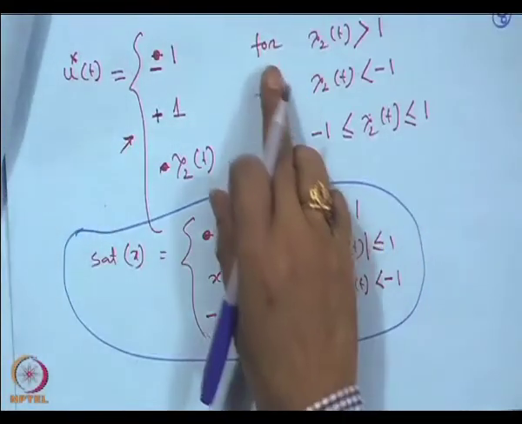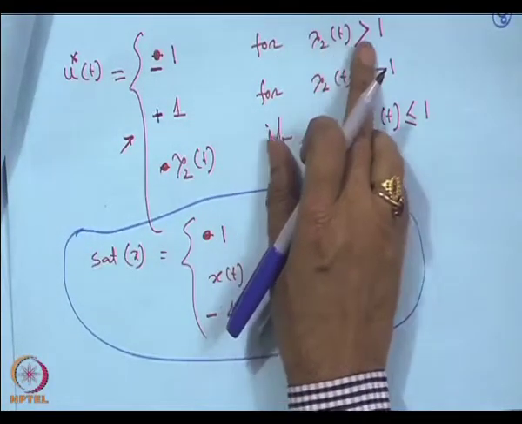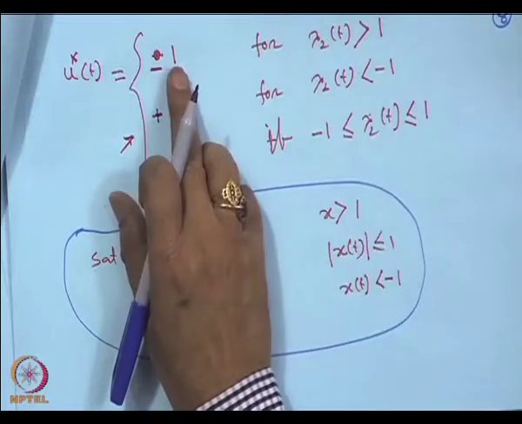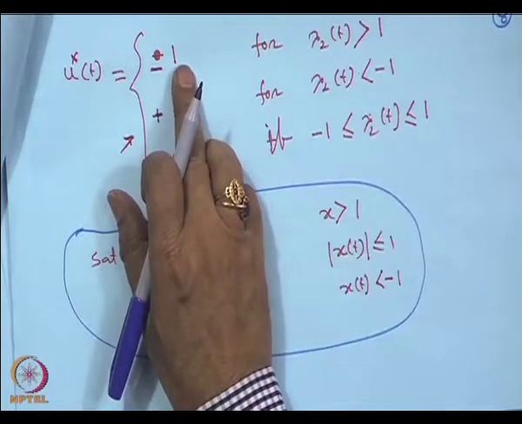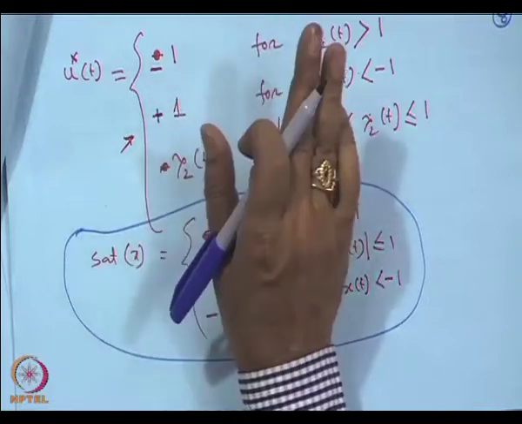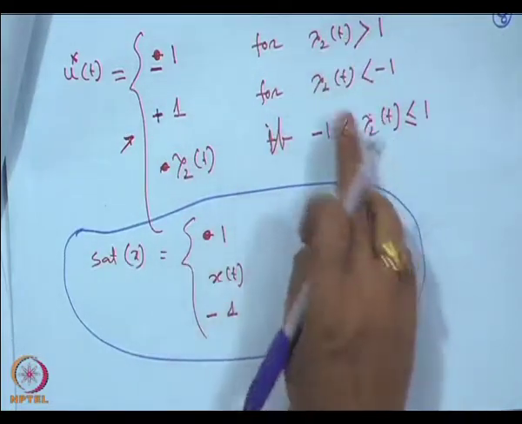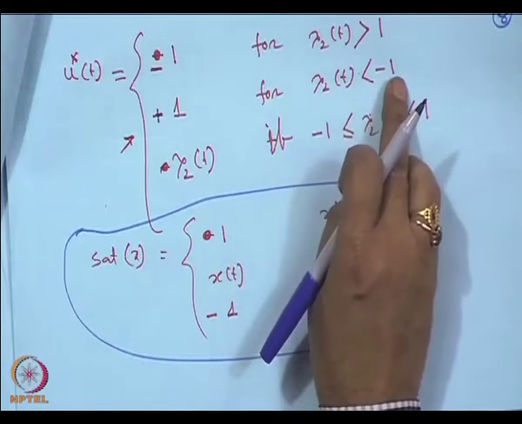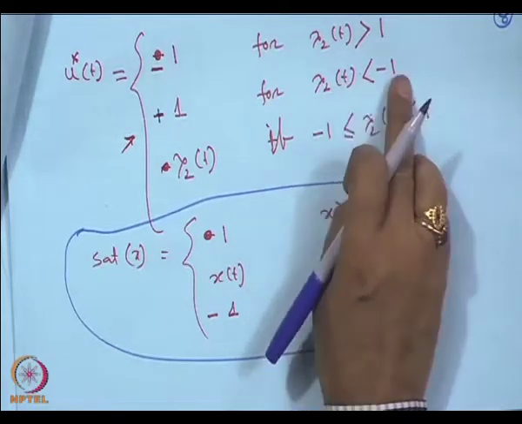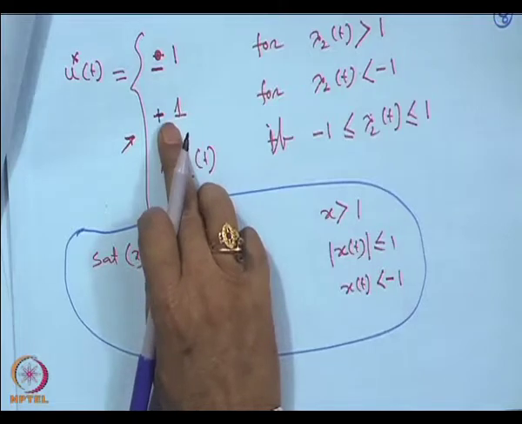On that basis, if lambda 2 is greater than 1, then u must be switched to -1, because our control input cannot be more than 1, even if lambda 2 is more than 1. And when lambda 2 is less than -1, then you switch to +1.